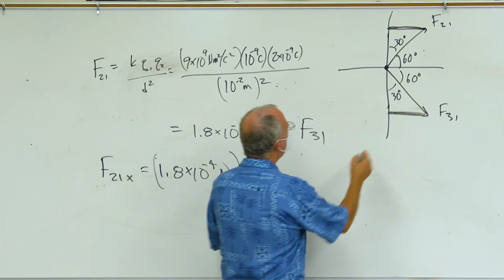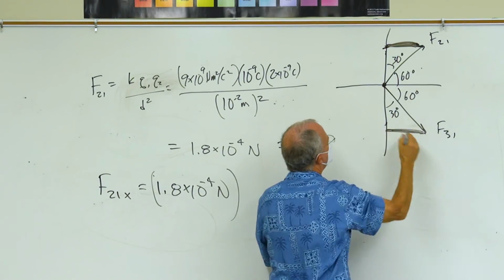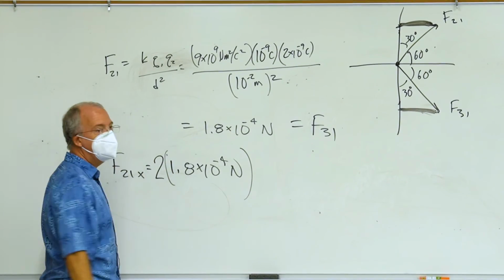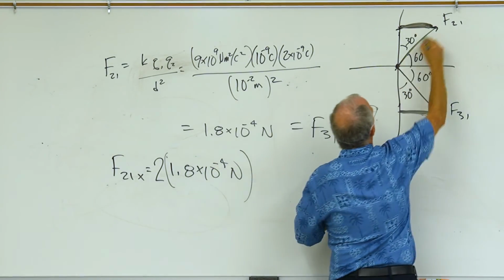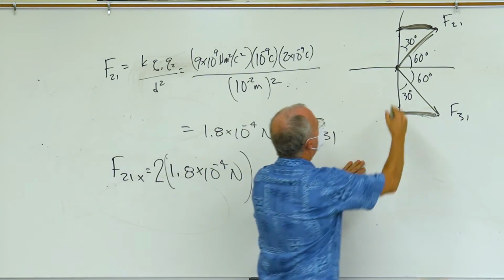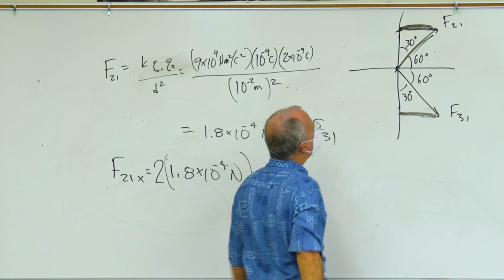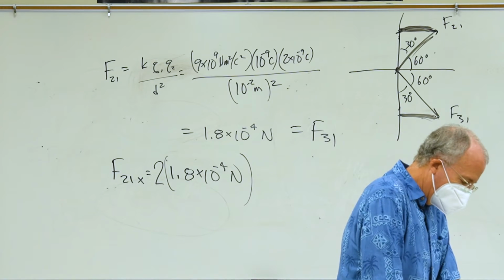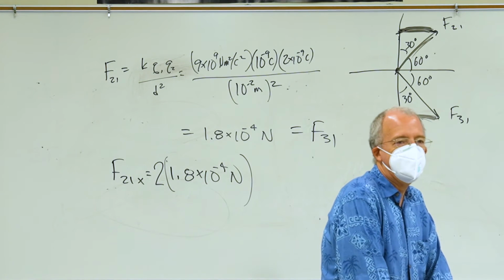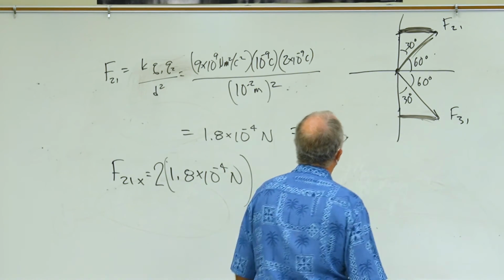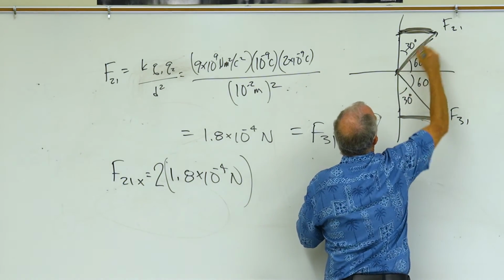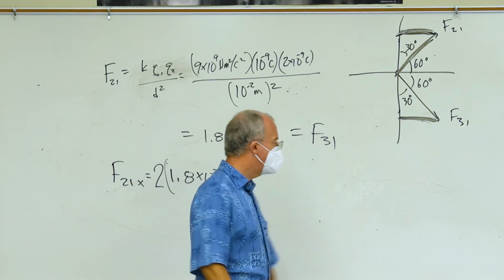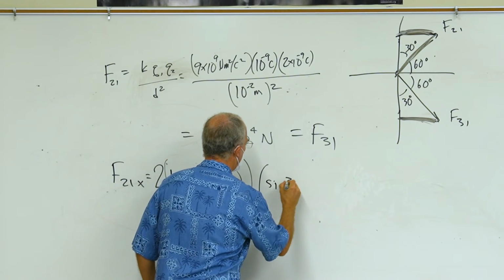Okay, I want to get the x component. First of all, we want 2 of them, correct? So we want 2 of them. Now this is the 1.8 times 10 to the minus 4, but I want this. So how am I going to get that? Sine or cosine? We calculated this, but I just want the x component. So what is the x component? Sine, right? So sine 30 degrees.